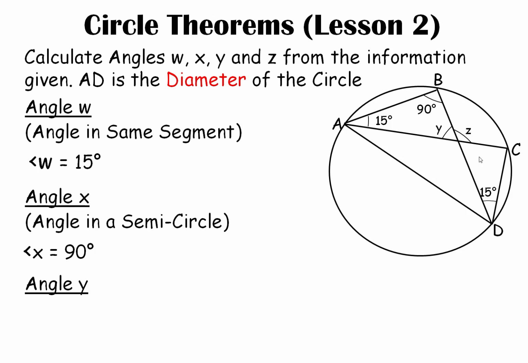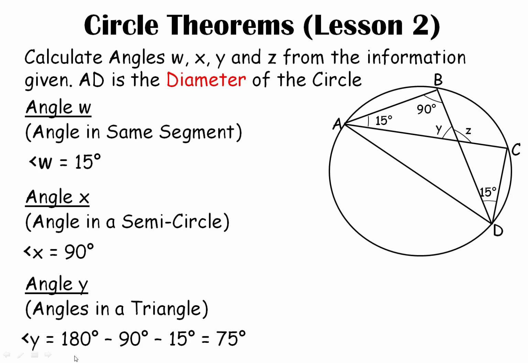Then angle Y. If you look clearly here, angle Y is in a triangle. We have angle Y, 90 degrees and 15 degrees. They are all in a triangle, so we are going to use that relationship. Angles in a triangle sum up to 180 degrees. So we have 180 degrees minus 90 degrees minus 15 degrees will give you angle Y, which is 75 degrees. So angle Y is 75 degrees.